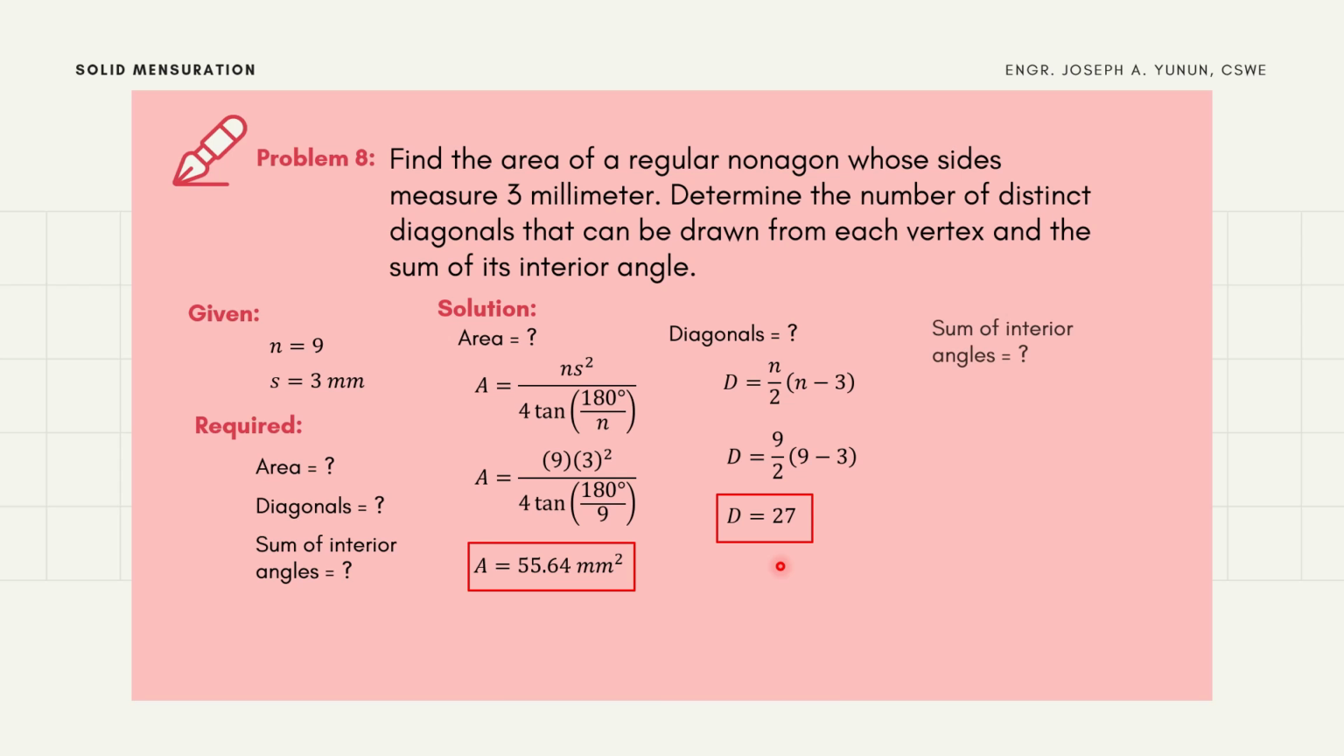And lastly, the sum of interior angles. You have the formula for the sum of interior angles, which is 180 degrees multiplied by n minus 2. You have n, which is 9. Substitute that value and simplify. Using your calculator, you'll have a sum of interior angles of 1260 degrees. So the answers to the problem are 55.64 square millimeters for the area, 27 for the diagonals, and 1260 degrees for the sum of interior angles.